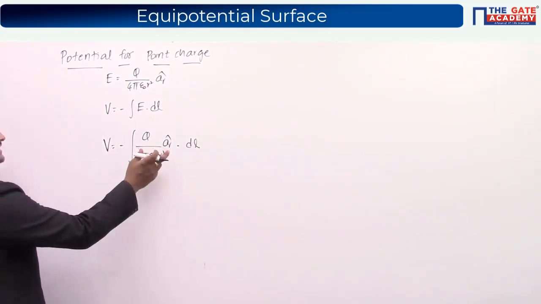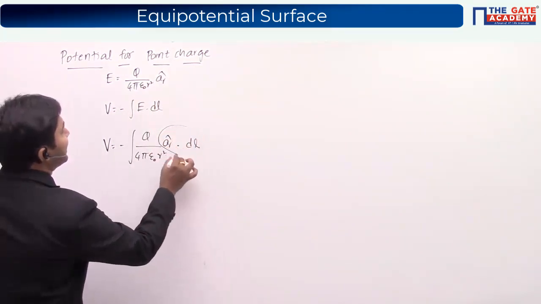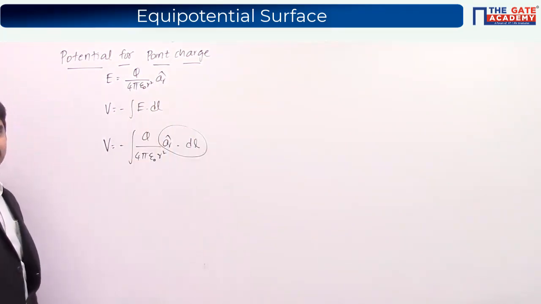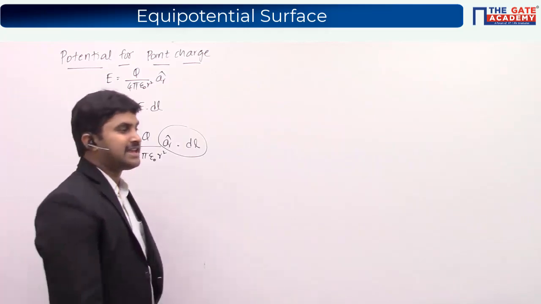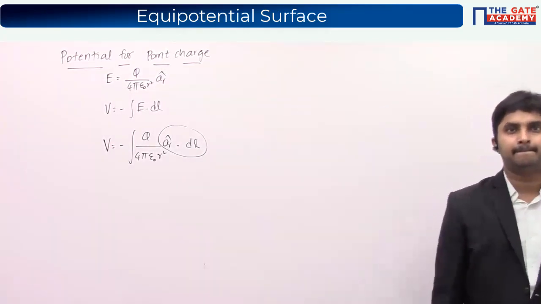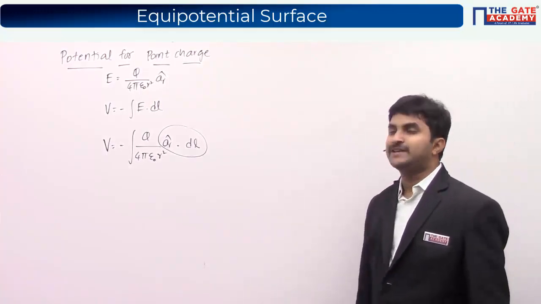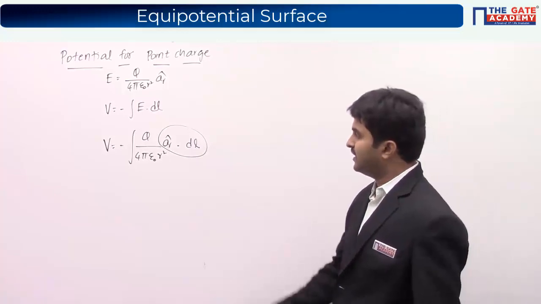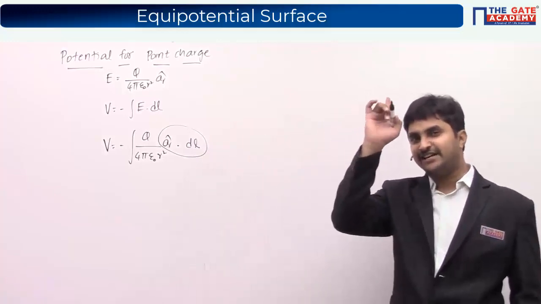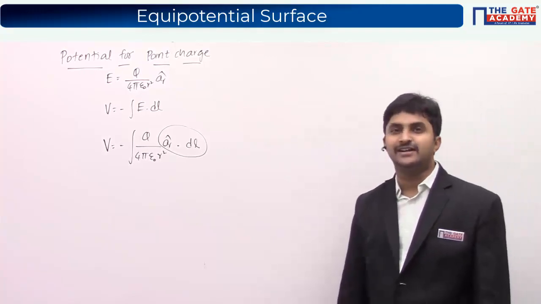Now a_r is nothing but the radial direction. Can you please tell me what would be the value of dl dot a_r? The differential length that we have learned earlier.